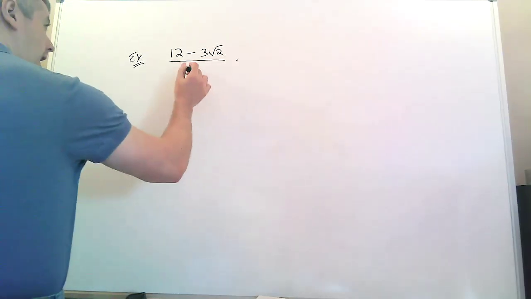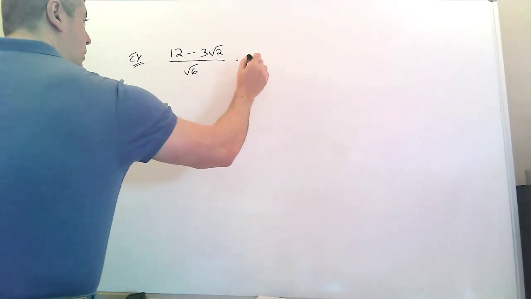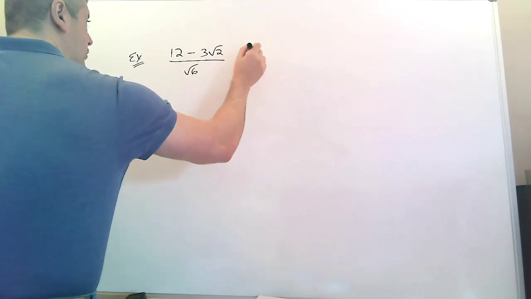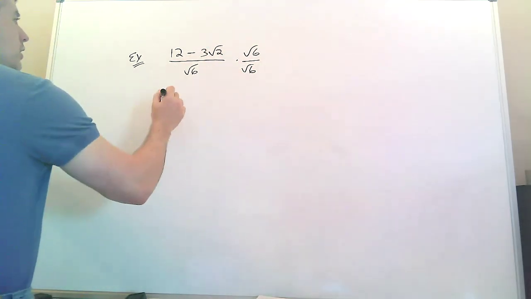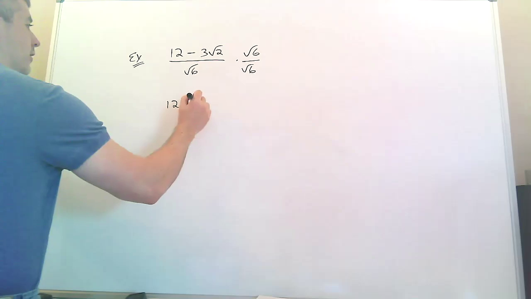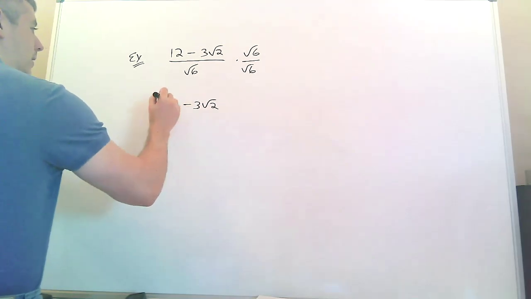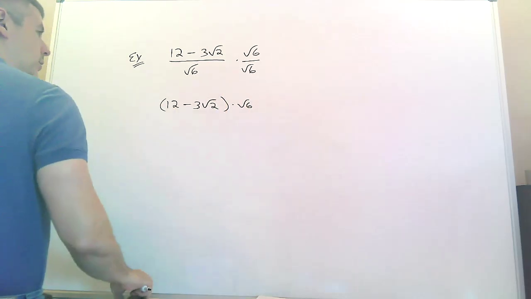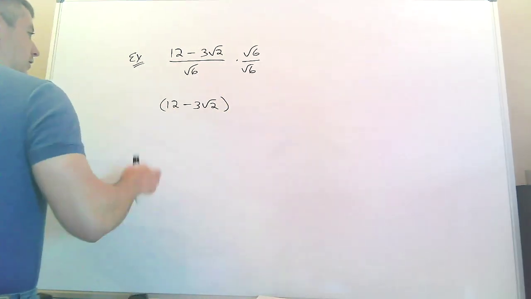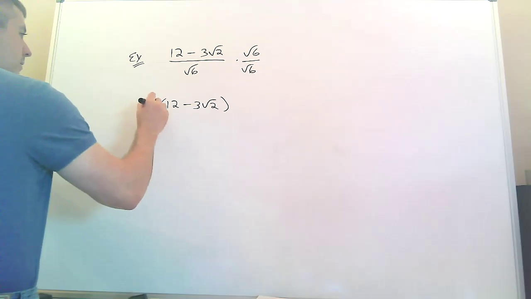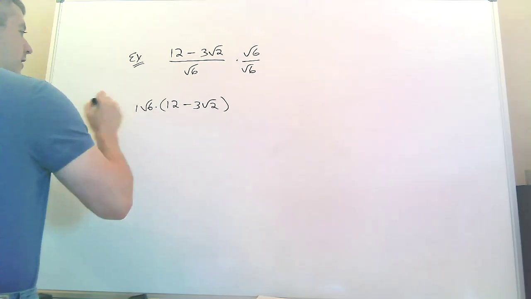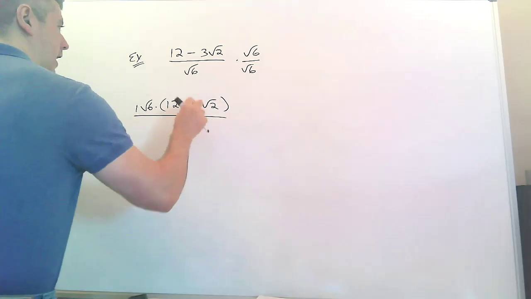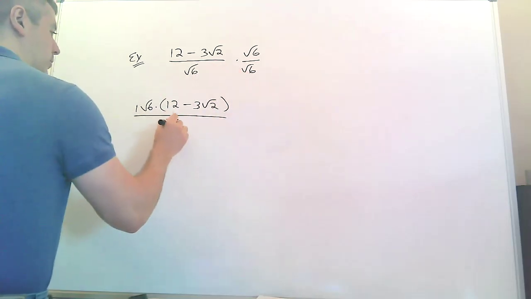So when there's one radical on the bottom, that is exactly what you multiply by. Remember, the goal is to remove the radical on the bottom. So on the top, I have 12 minus 3 radical 2. Now, normally I would put the radical 6 here. But you know what? There's nothing stopping you from putting it here in the front because this is where you're used to seeing it. So I'm going to just move it to the front. And on the bottom, I have radical 6 times radical 6, which is just 6.